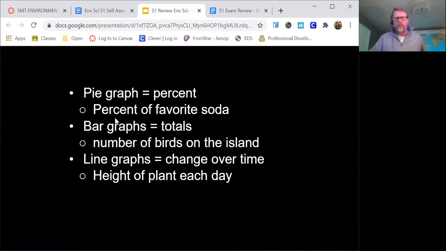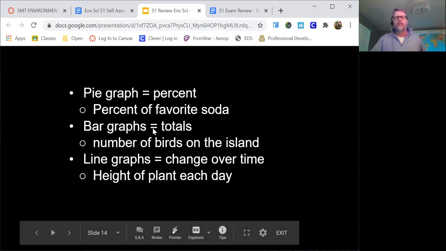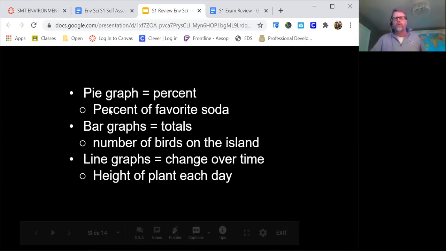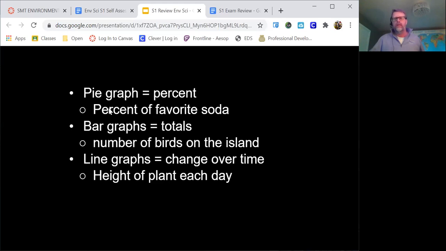So one of those questions, or a series of questions I'll be asking about, is the type of graph. We have three big categories that we did in this class so far. You have your pie graphs, where we're looking at percentages. Percent of carnivores versus herbivores. Percent of people who like each favorite soda. Percent of flowers versus grasses versus pine trees. Okay, those are good percent type questions, and they make good pie graphs.